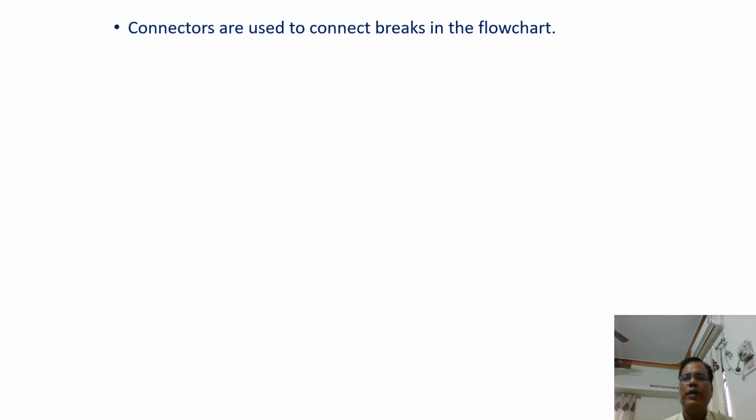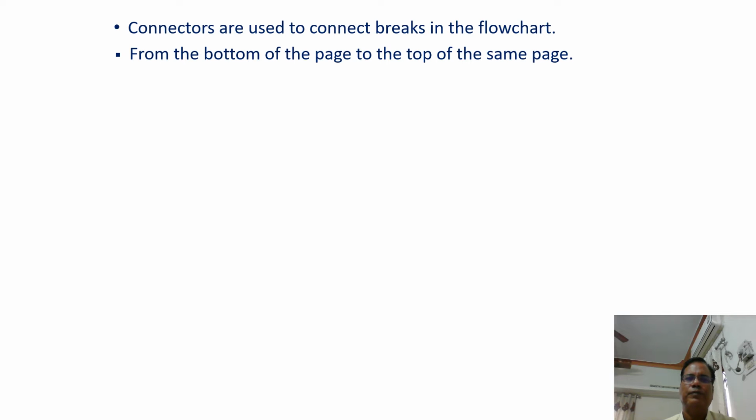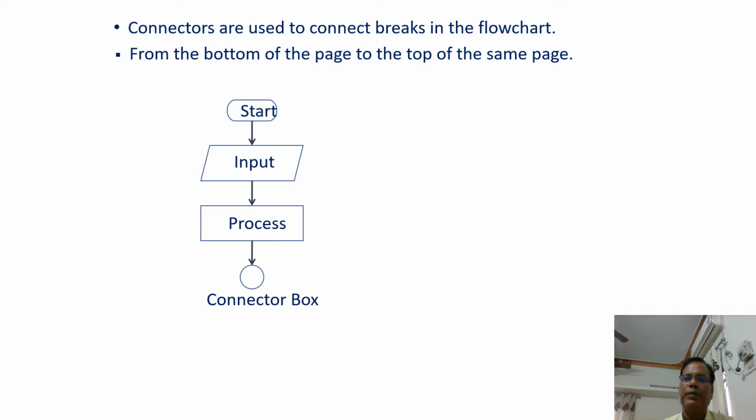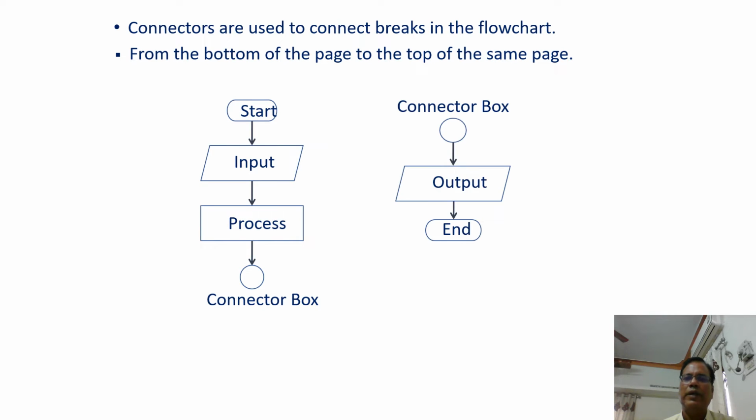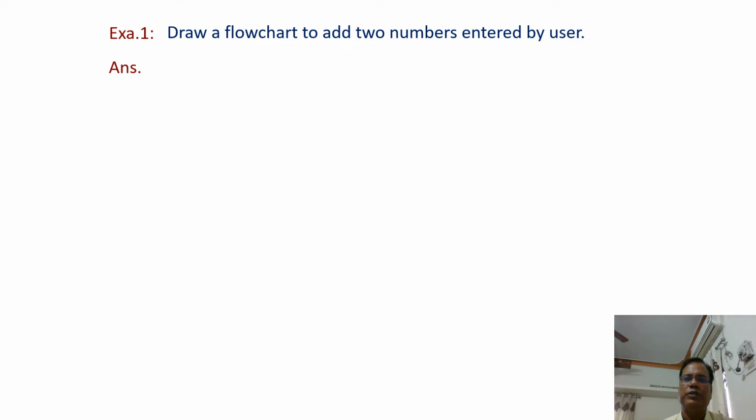Connectors are used to connect breaks in the flowchart, from the bottom of the page to the top of the same page. That is shown in this diagram. Or from one page to another page. Now let us see an example: how to draw a flowchart to add two numbers entered by the user.